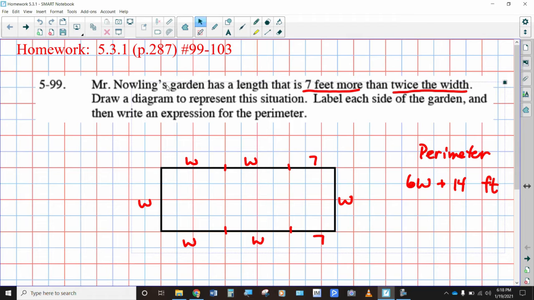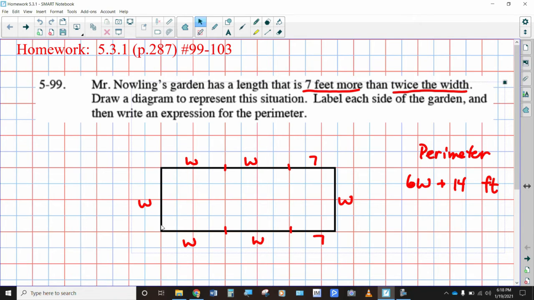It's got to be a rectangle, right? Because it's a garden. It's got length and a width, and we're trying to find the perimeter. So it says 7 feet more than twice the width. So if this is the width, then this would be 7 more than twice. Now, I don't really know what the width is supposed to be, so I'm just kind of guessing that's just a random length here for the 7.